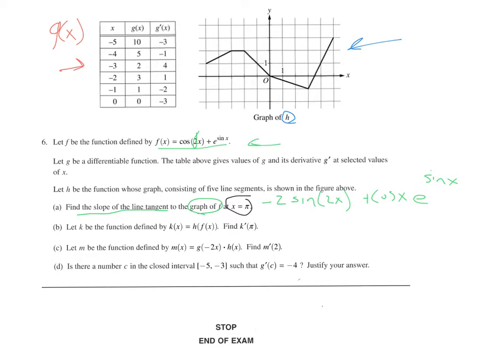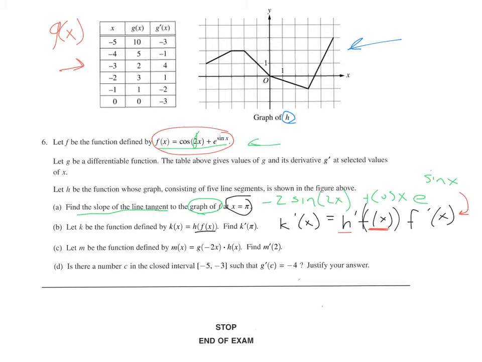For part B, let k of x equal h of f of x, and then you have to find k prime. Well, this is where we once again employ the chain rule. k prime of x is going to be h prime of f of x, and then the derivative of the inside, which would be f prime of x. So you're actually taking h prime of whatever f of pi ends up being. So we'd have to plug pi in there and get a number. And then f prime of that, we actually found in part A: we found f prime of pi. So you would need to use the answer from part A in part B.